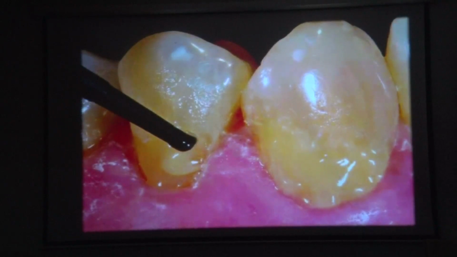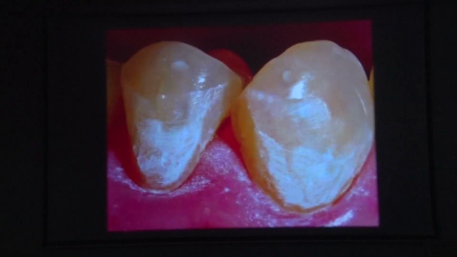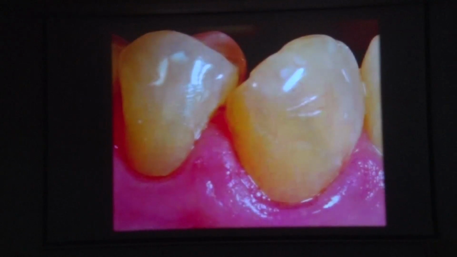And if you are trying to build this up with completely flowable, then I do it in increments. First in the center, then on this side, then on this side, then on this side. So I'm trying to manage the C factor. Then I do finishing and polishing, and I get a good result.